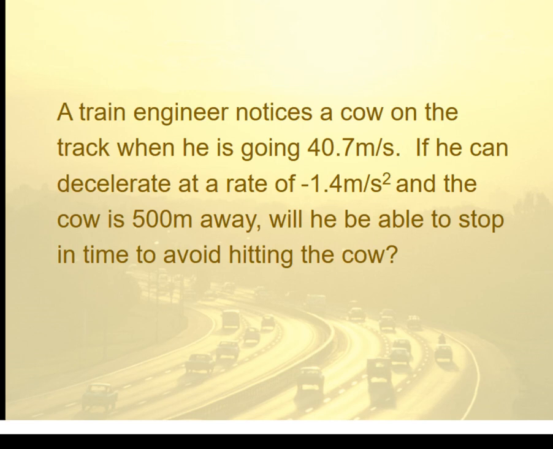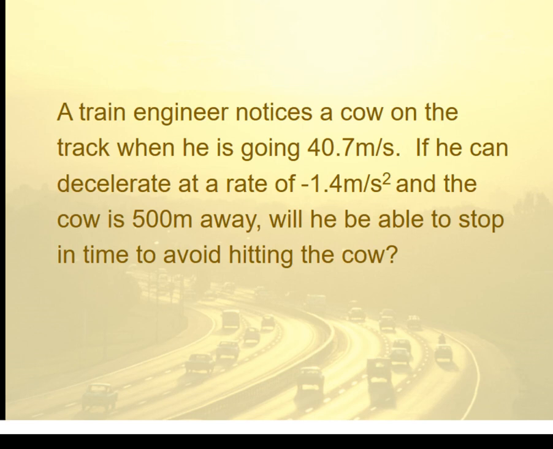All right, most people, when they make a mistake on this, use the 500 as the distance. You don't want to do that. The 500 is how much you have to work with. You want to calculate the distance on your own, okay? Then compare it to the 500. If it's bigger than 500, the cow's in trouble. If it's less than 500, the engineer can stop in time, all right? So that is one thing that people do often.